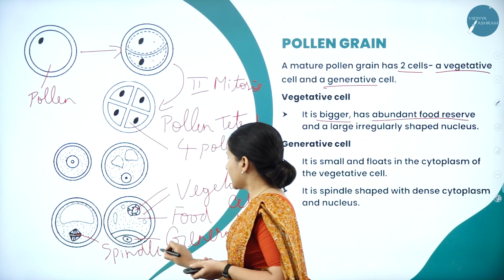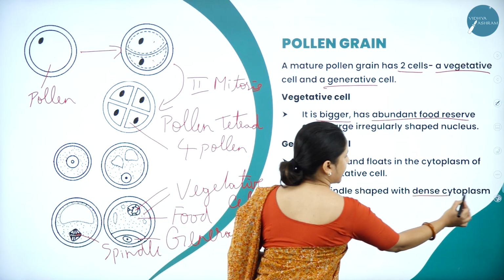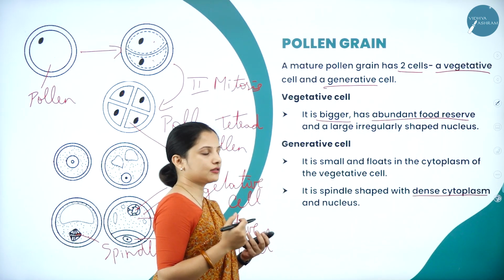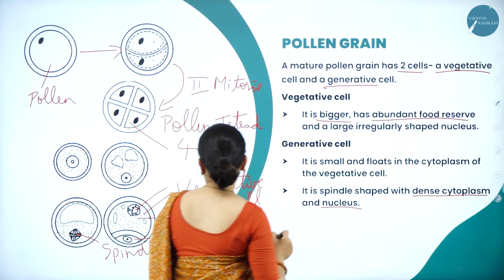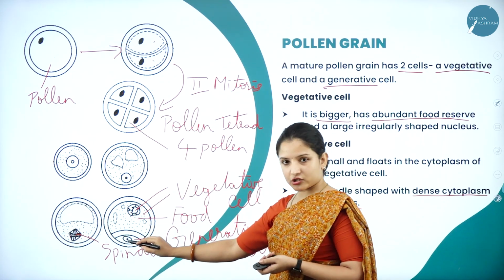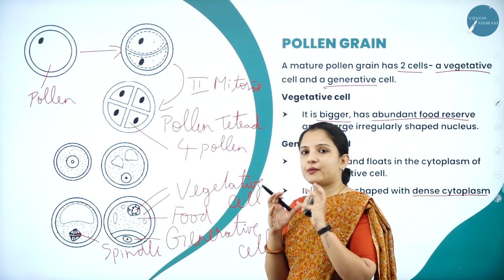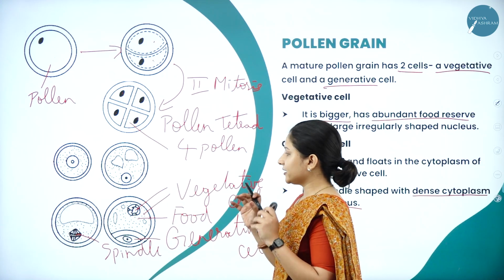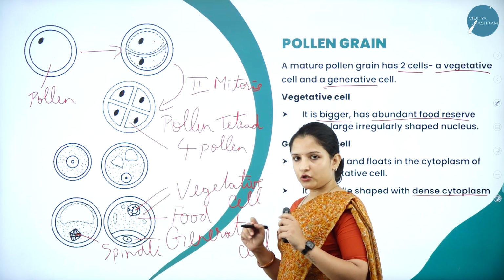Spindle shaped, and also it is made up of dense cytoplasm. That is, it is filled with thick cytoplasm. It is very thick. It is filled with dense cytoplasm and a nucleus. As you can see here, the vegetative cell is larger than the generative cell. It is filled with cytoplasm, which is abundant in food reserve or food materials, and it has an irregularly shaped nucleus.